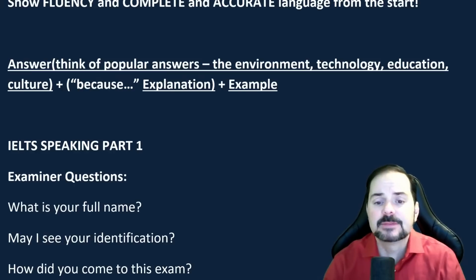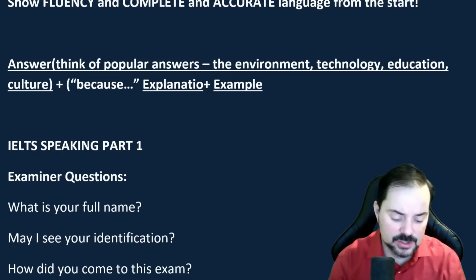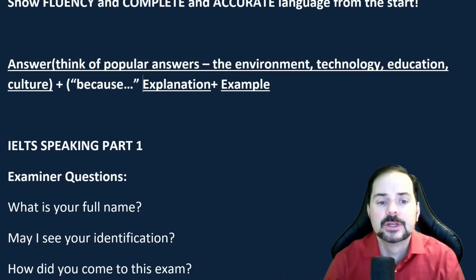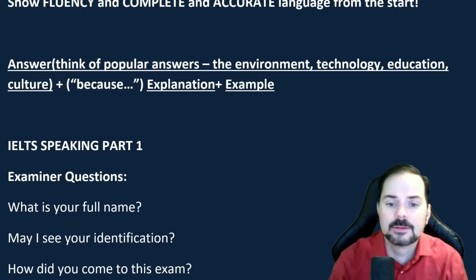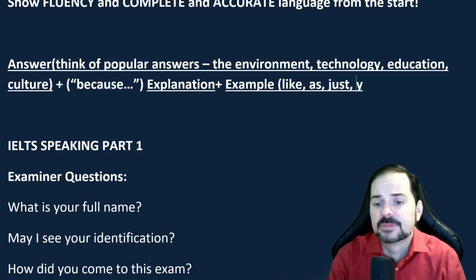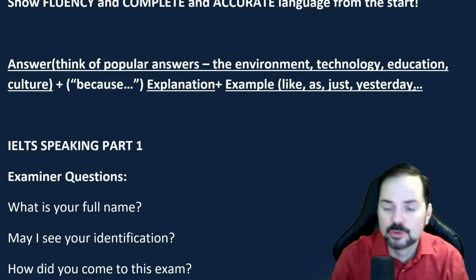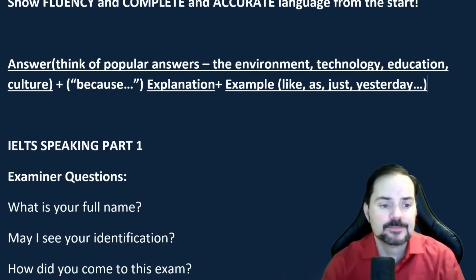And the example has to be smooth, okay? So when you give the example, make sure that it's smooth. Don't say, for example. Just give a good example and include it, okay? So use the words like, just, or as, or just begin, yesterday. This is what I did, okay? Make it smooth. That way the examiner will not interrupt you, okay?